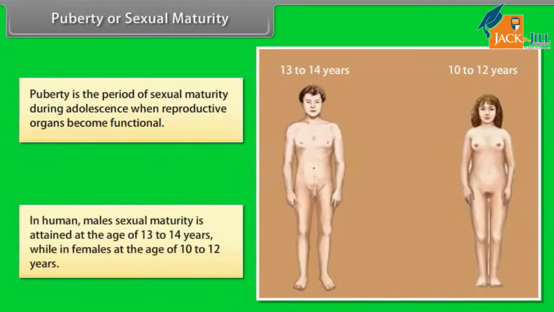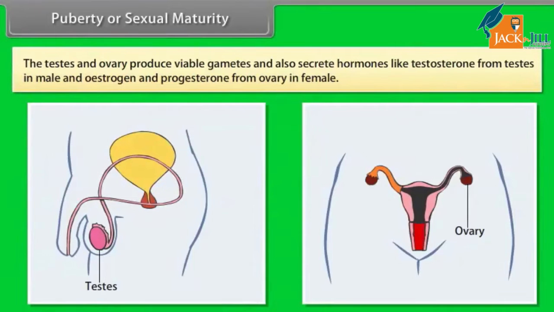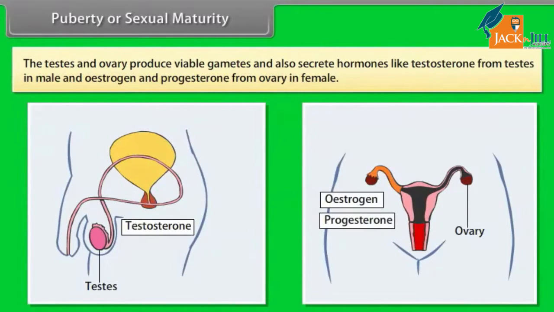In humans, male sexual maturity is attained at the age of 13 to 14 years, while in females at the age of 10 to 12 years. The testes and ovaries produce viable gametes and also secrete hormones like testosterone from testes in male, and estrogen and progesterone from ovary in female.